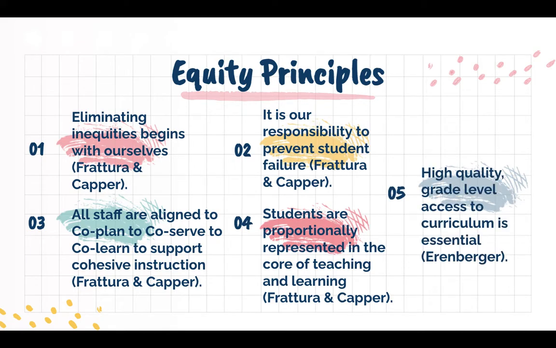And then finally, number 5, we are offering high quality grade level access to curriculum and making sure that is essential. That's kind of a given, but right now, looking at RTI and looking at our Tier 1 instruction or core instruction in the classroom, there are clearly some gaps and some holes that need to be addressed. So I thought this was very essential as a non-negotiable or equity principle in our building.